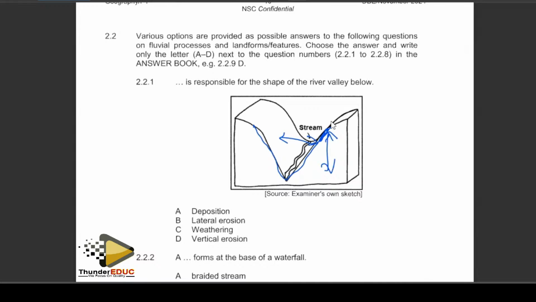And what other element are we interested in? There's nothing else that we're interested in, because whenever there's vertical erosion, the river channel becomes narrow and deep. So this is typical of the upper course of the river where we have V-shaped valleys. It is caused by vertical erosion. Remember, vertical erosion is that type of erosion which is responsible for deepening the river channel.